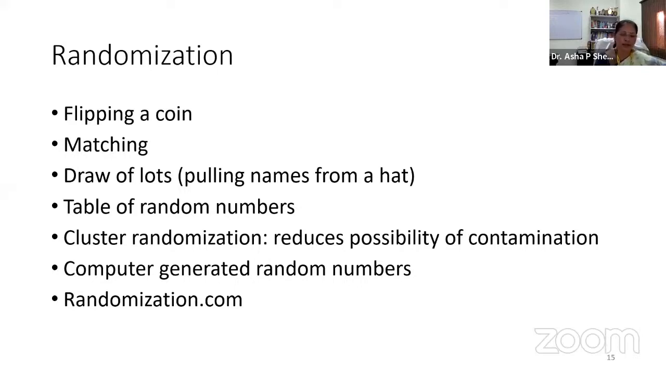Then also cluster randomization. Cluster randomization usually reduces the possibility of contamination. It involves randomly assigning clusters of individuals to different treatment groups. Usually this happens in the hospital setting, especially for nursing studies. We want to have 2 groups, so we complete one assignment to the experimental group, then the next group we assign to the control group, so that there is no contamination. Then we also have other methods like computer-generated random numbers and the website randomization.com. So this is only how we can do the randomization.